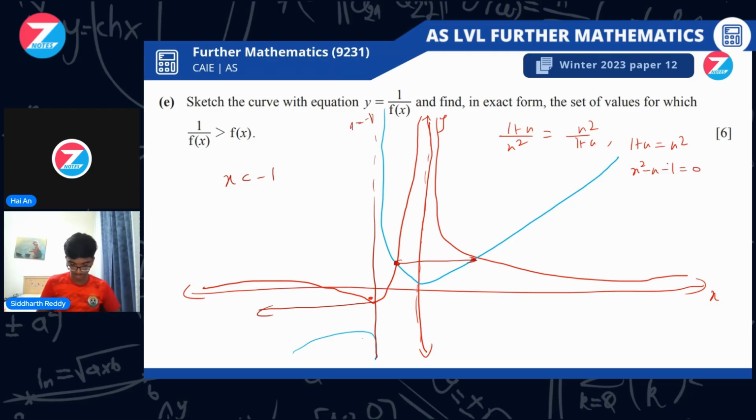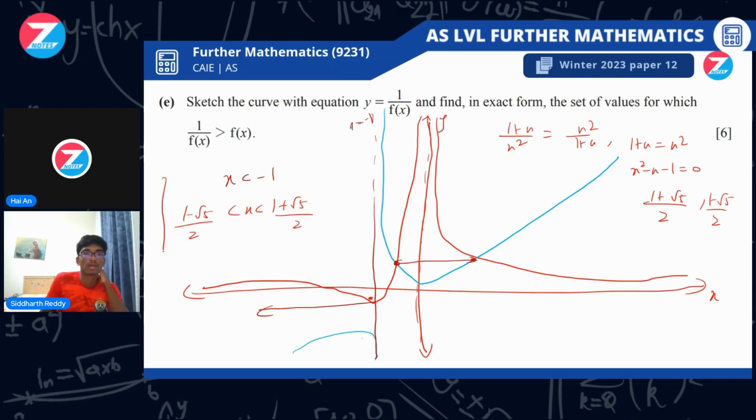So solving this, we get 1 plus root 5 by 2 and 1 minus root 5 by 2. So x has to be between these two values for 1 by f of x to be greater. So 1 plus root 5 by 2 and 1 minus root 5 by 2. And that's it. These are the regions where 1 by f of x is going to be greater.